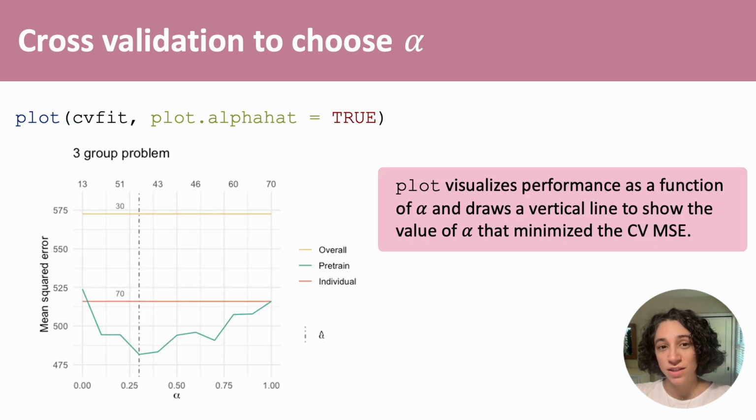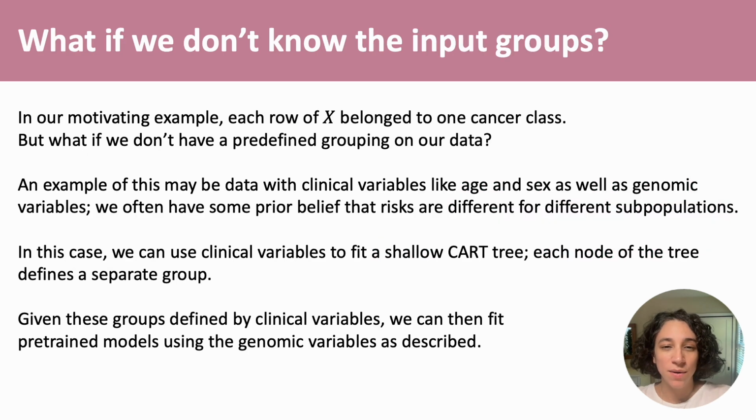A call to plot shows us the cross-validated mean squared error as a function of alpha, and draws a vertical line to show the value of alpha that minimizes the cross-validated mean squared error. Now we know how to use ptlasso and how to do cross-validation with cv.ptlasso.